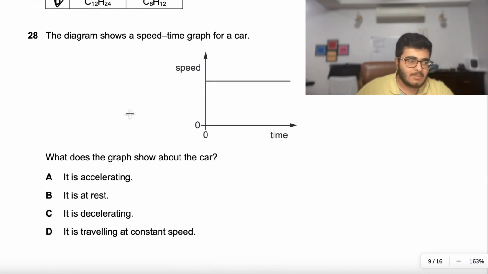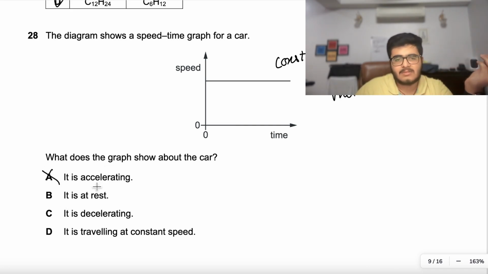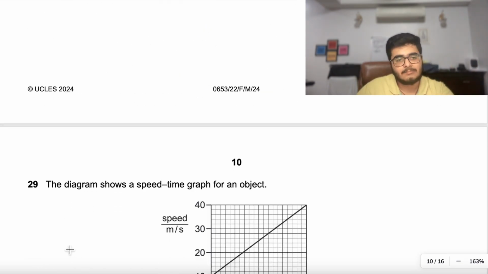Question 28, let's start with the physics part of the paper. The diagram shows a speed-time graph for a car. You can see that the speed is constant, which means the car is moving at a constant speed, or you can say it's in uniform motion. Is it accelerating? No, there is no change in velocity or speed. Is it at rest? No, it is moving at constant speed with time. Is it decelerating? No, there is no change in velocity. So how can it accelerate or decelerate? It is traveling at a constant speed. So D is the correct answer.